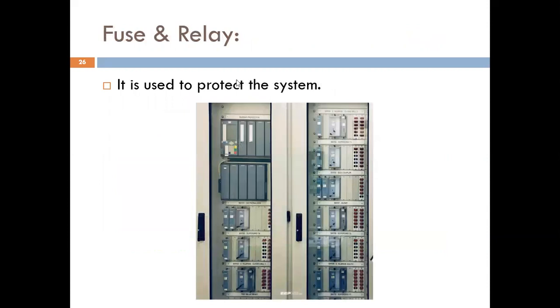Fuse and relay: all these fuses and relays are used to protect the system. A relay is used to sense faulty conditions, such as over voltage, over current, under voltage, under current, short circuit current, line to ground and double line to ground faults. The fuse is used to open or close the circuit. So you see in the diagram picture, all these relay systems are provided.